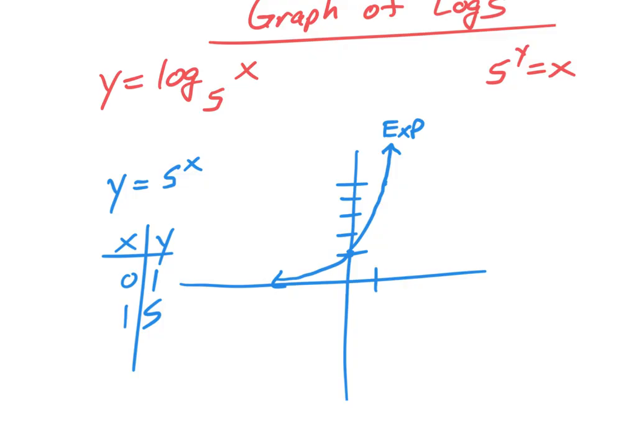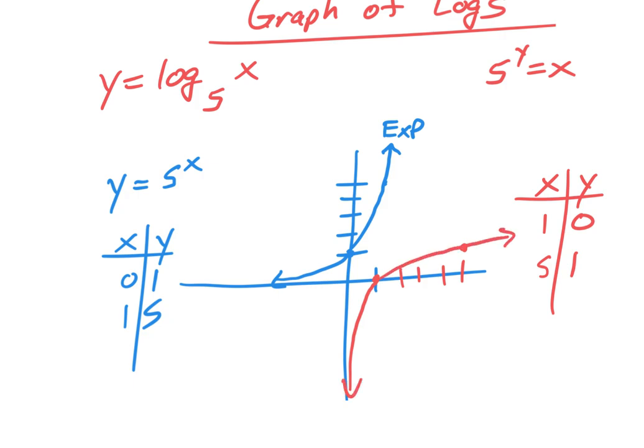So if I graphed this log function here, we're going to flip the x and the y around because these are inverses. So those two ordered pairs, and I'm just picking two really quick ordered pairs to use here, 1, 0, and 5, 1. I just flip those ordered pairs around. And so this would be 1, 0, and 5, 1. And there would be that graph.